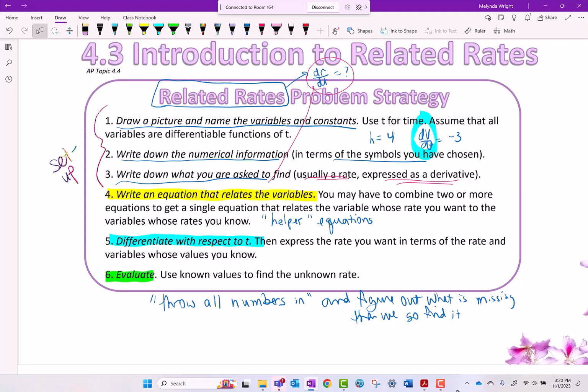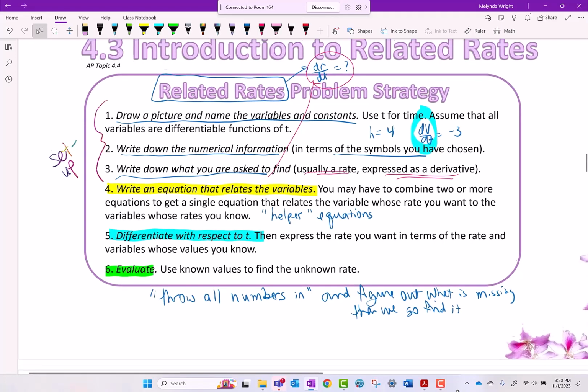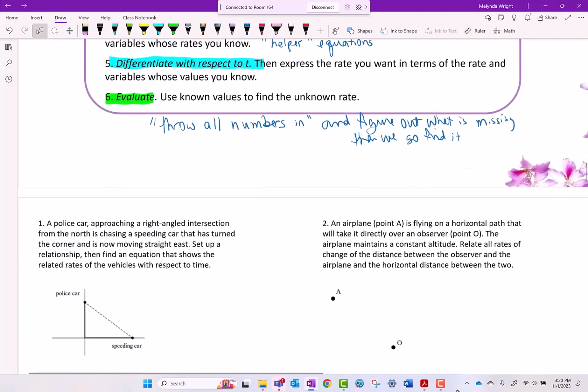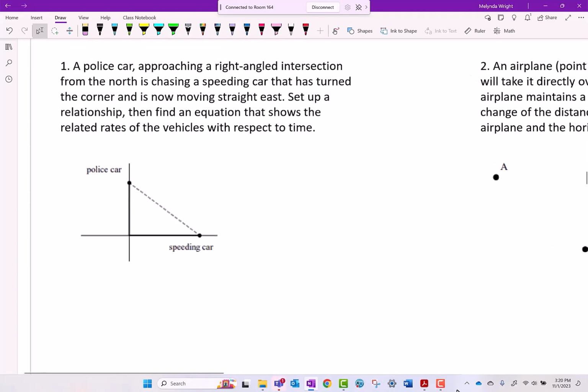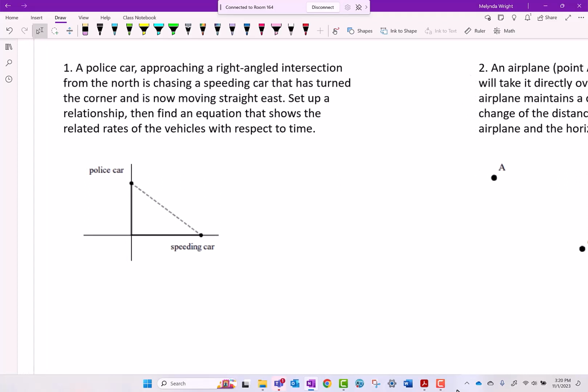Okay, so what we're going to do is work through some preliminary concept problems, the first two. The first two problems are kind of setup problems. We're just setting up. It's not asking us to actually find the value. We're practicing setting up.